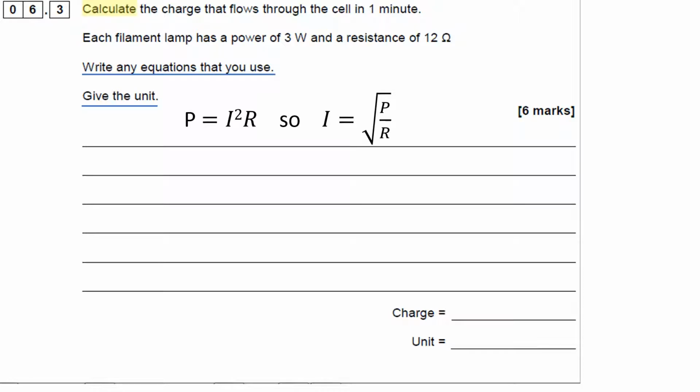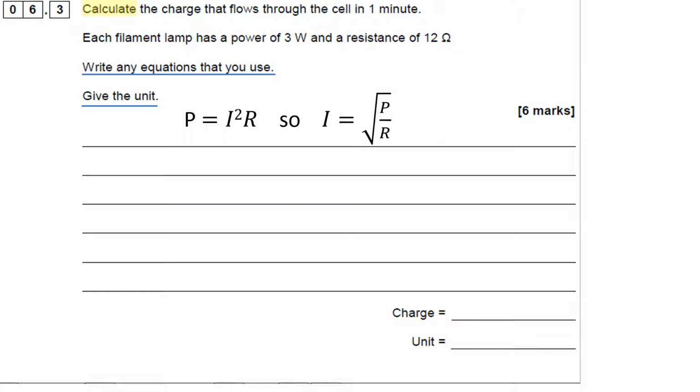Now, I went in with P equals I squared R, and the reason I did this was because when I look at this, I can see 3 watts, well that's power, I can see 12 ohms, that's resistance, and I'm trying to get charge. Now I know off the top of my head that the equation I want is Q equals IT. Q is charge, I is current, and T is time. And there's a problem with that. Q equals IT, I know T, 1 minute, 60 seconds, but I do not know I.